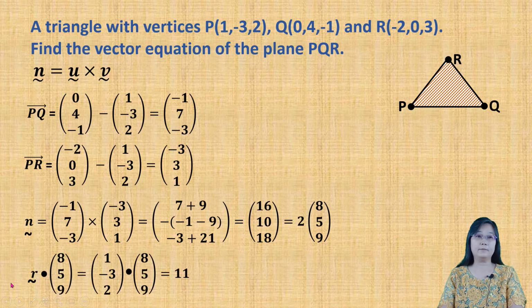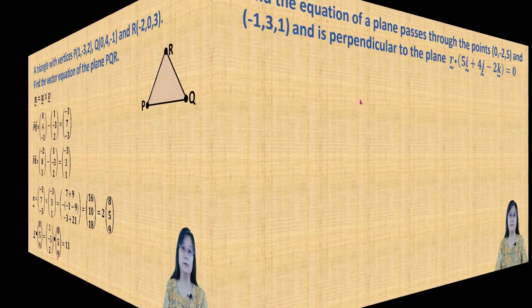So when I substitute the vectors into the formula, this is the normal vector, this is the position vector. Here I choose point P as the position vector of the plane, and this is the normal vector. Then when I find the scalar product of these 2 vectors, it is equal to 11. So this is the vector equation of the plane PQR.